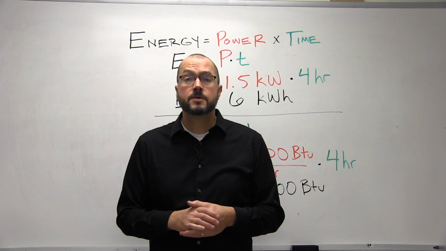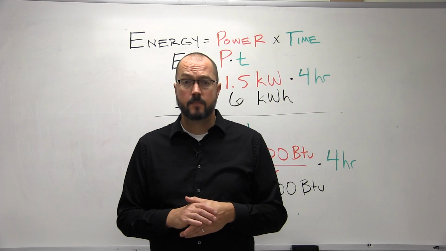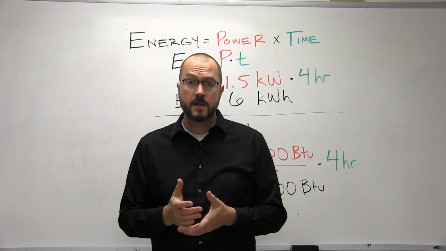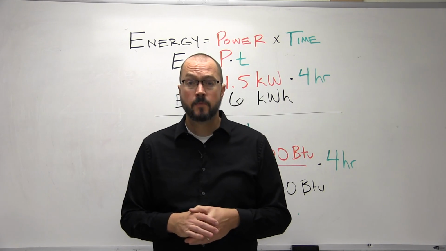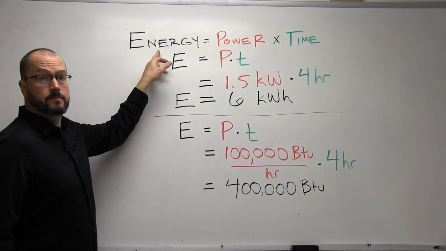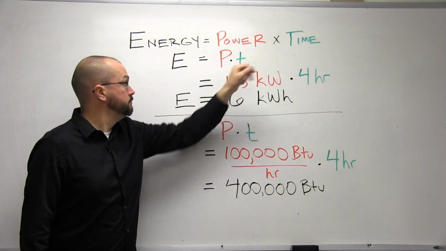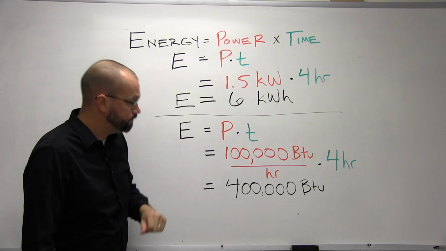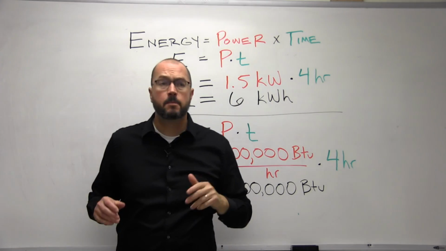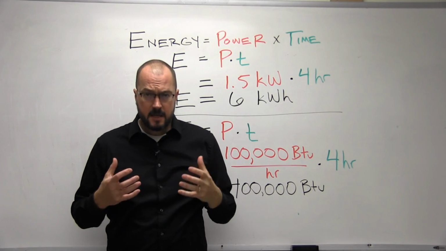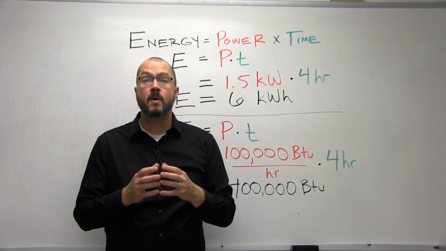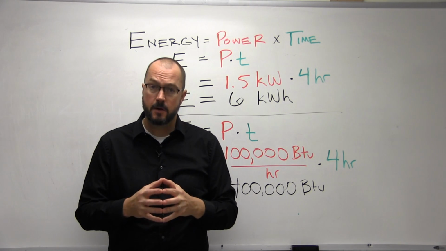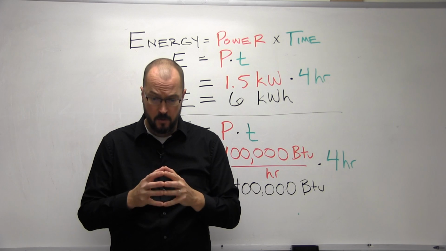Let's talk now about the most fundamental equation in energy work, and that's the relationship between energy and power. Energy is equal to power times time, represented E equals P times T. We know that power is a capacity, it's an instantaneous draw, and it's a rate at which something can consume energy or do work, or both.